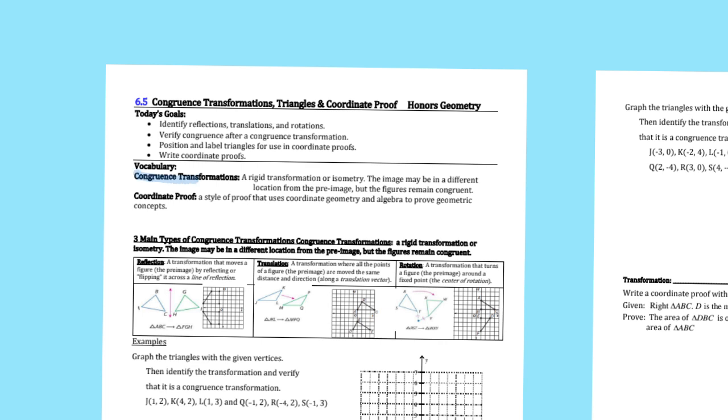Congruence transformations is a concept that we learned back in, I believe, chapter 3. A rigid transformation, or an isometry, means that a pre-image and an image will be congruent to each other. They have just either reflected, rotated, or translated from the pre-image to the image. And so, of course, those two triangles will be congruent to each other.